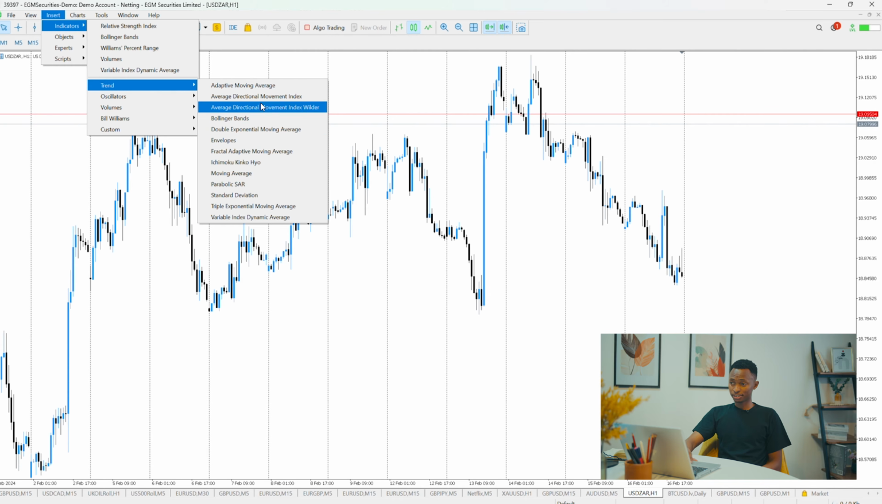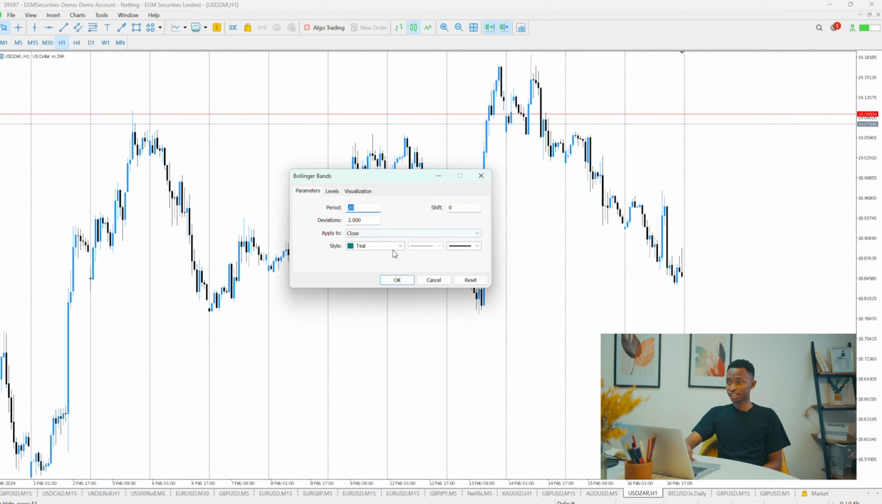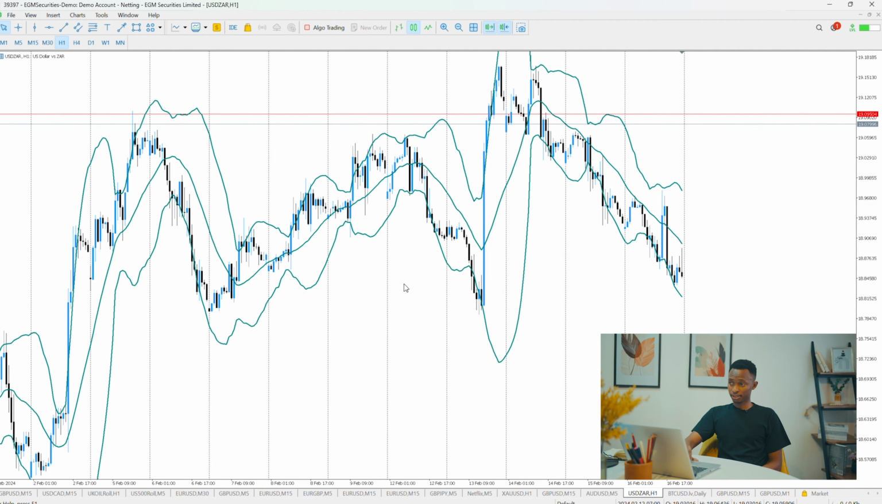Bollinger Bands fall under the trend indicators. So I'll apply this on the PC, and it's the second one on the mobile device. Click on done at the top right, and we have our indicators plugged onto the chart. So these are Bollinger Bands, and let's quickly learn what Bollinger Bands are.